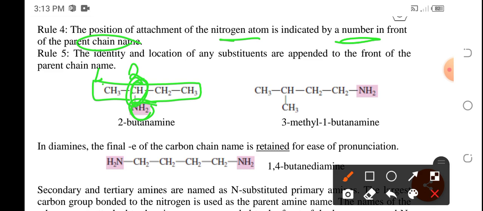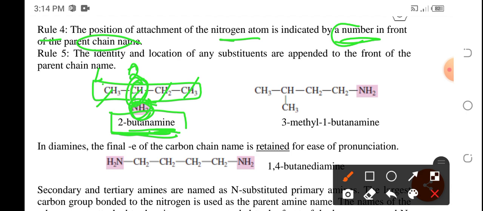Okay, and with rule number 4, you have to indicate the position of the carbon atom to where the amino group has been attached. So therefore, that is 2-butanamine. Originally, it has 4 carbon atoms, so that is butane, but we are dropping the E and adding the amine suffix, so that is butanamine. And the position of that amino group is at carbon number 2. So therefore, this one would be 2-butanamine.